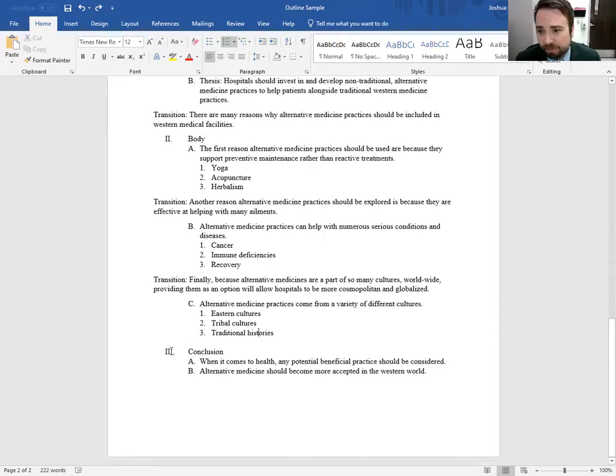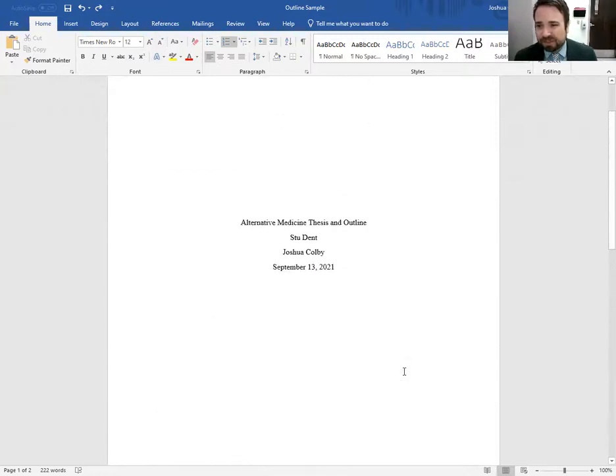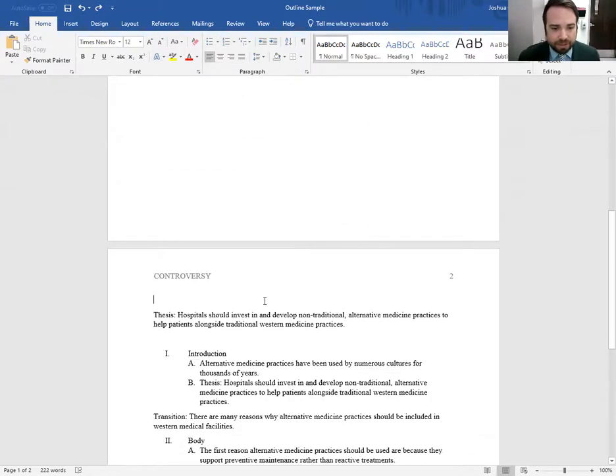And then my third Roman numeral is for my conclusion. And I have my 2 points for my conclusion. This is pretty much it. This is essentially what yours should look like. Something like this.